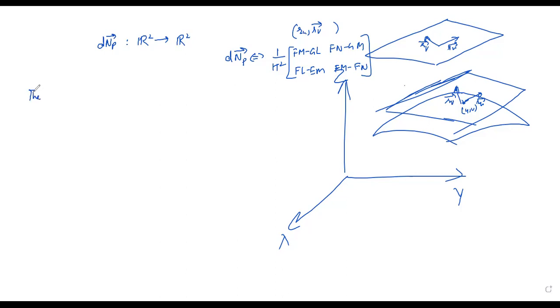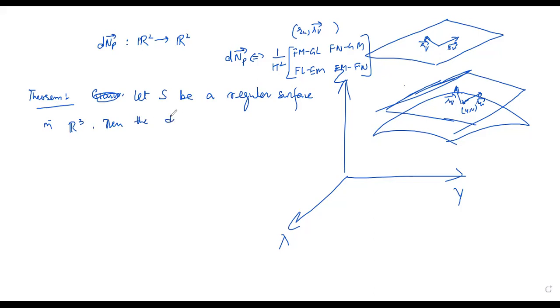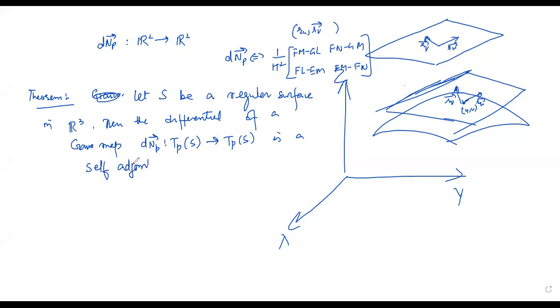Now, एक theorem हम करेंगे that Gauss map is self-adjoint, a differential of a Gauss map. So let S be a regular surface in R3, then the differential of a Gauss map dN_P, which basically acts on the tangent space, the tangent plane to S, T_P S, is a self-adjoint linear map. Self-adjoint linear map.